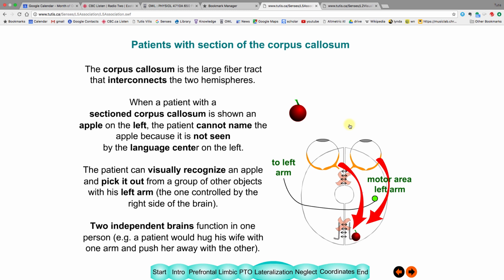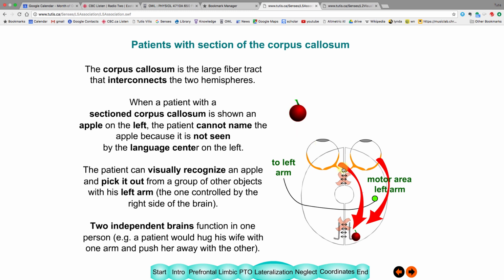For example, you can show them an apple, and you have the patient look forward, and the apple appears here on the left visual field, and so it goes to the right cortex. So the right cortex sees an apple, and the arm area of the left arm is located here in this right cortex, and so it can reach for this apple.